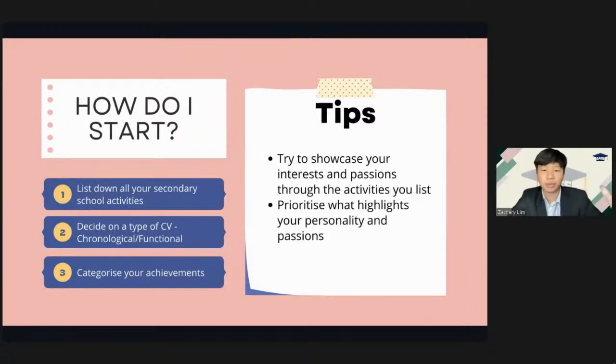So that is the way you should try to showcase your interests and passions. And the next thing is to prioritize what highlights your personality and passions. So basically prioritize as in put it at the top, don't put it at the bottom. When you're listing it down, make sure the first few things are achievements and activities that really highlight your achievement, and not just some random activity that you've done. So yeah, that is basically what the second point means.